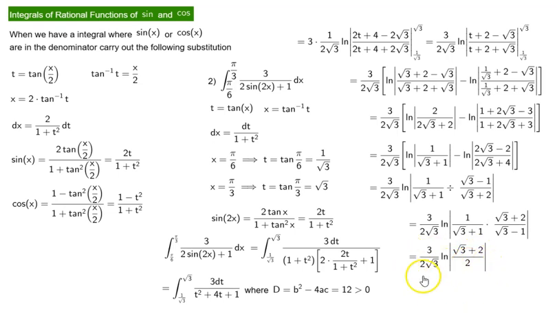So the final result of this integral is 3 by 2 root 3 natural log of absolute value of root 3 plus 2 by 2. So that was the second example. Now let's look at the third one, which is much more interesting, and substitution is a little bit different.